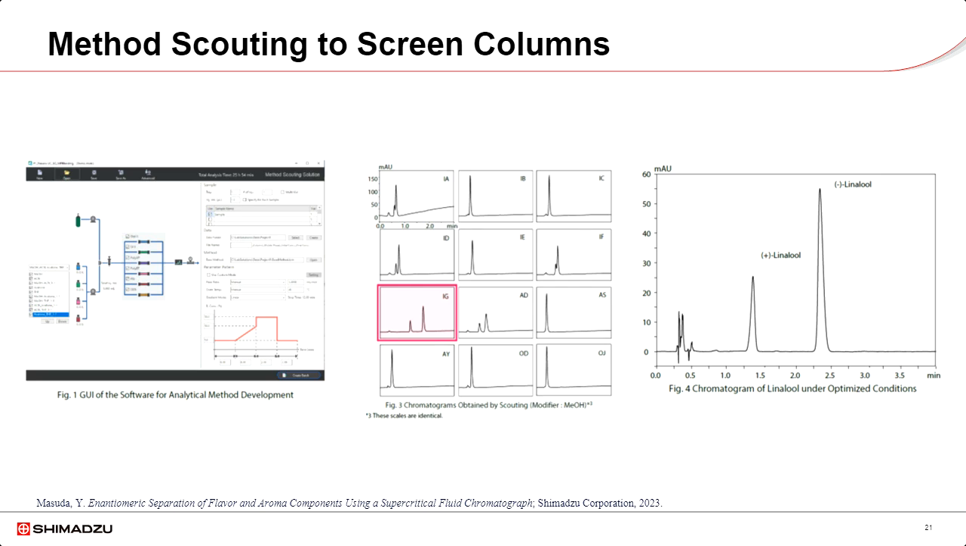So let's take a look at a very quick example from one of our many application notes. In this case, a screen was set up with a matrix of 12 different columns and 4 different modifiers. And you notice that linalool was very easily separated out in under 3 minutes.